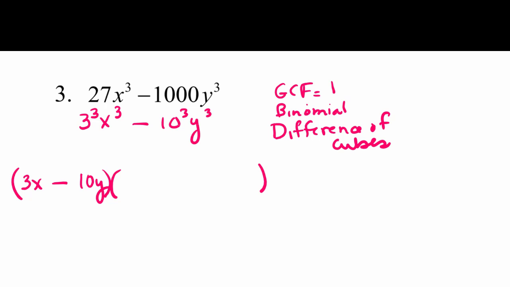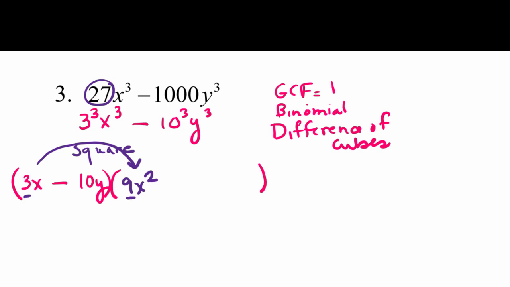Now, let's build the trinomial. So we're going to square this first term, and you have to square carefully. Oftentimes I'll have students that will write here 3x squared. No, no, no. We must square the 3 and the x: 9x squared. Now, if you think about it, that makes sense because this 3 and that 9 have to give us the original 27.